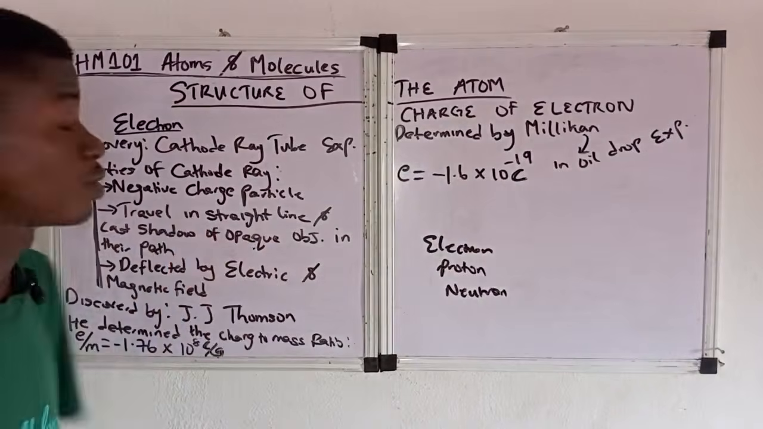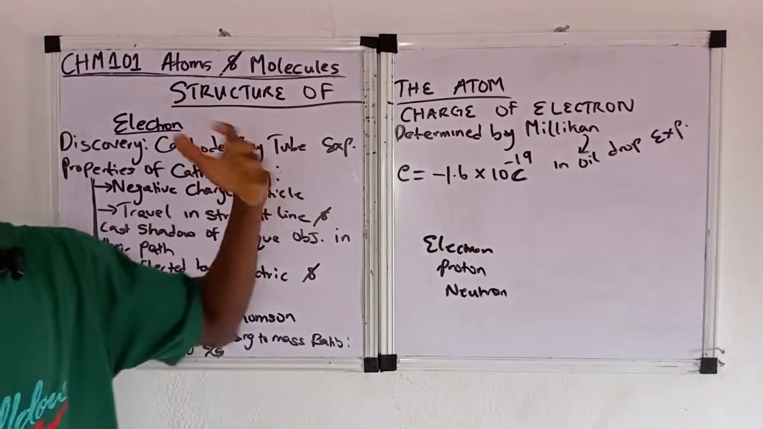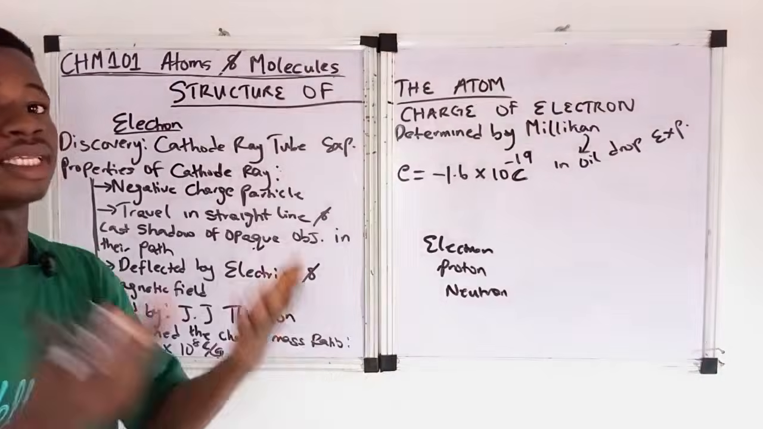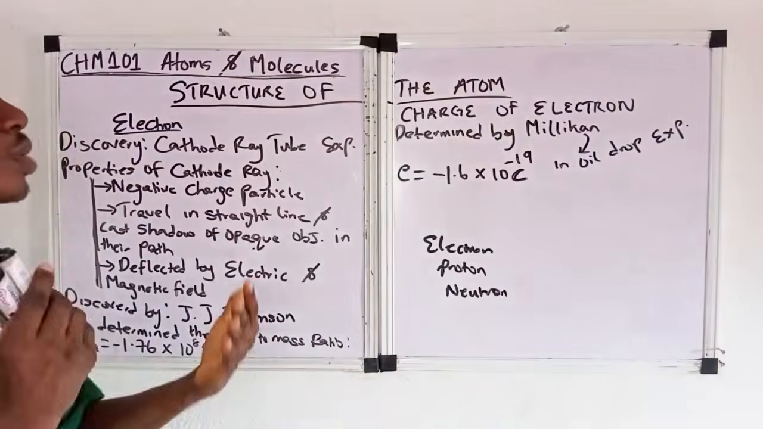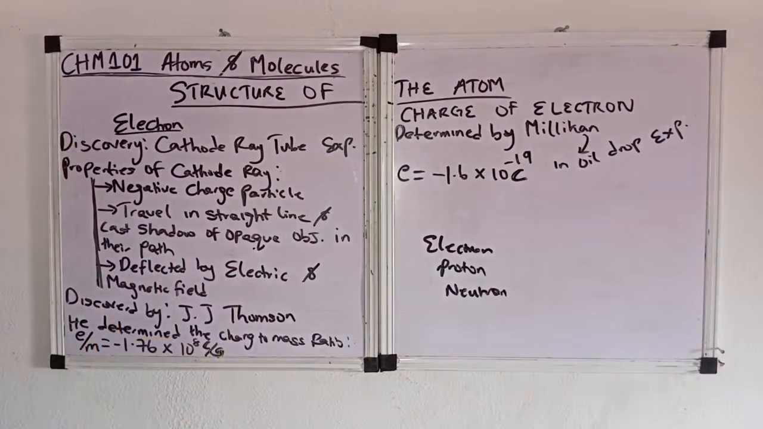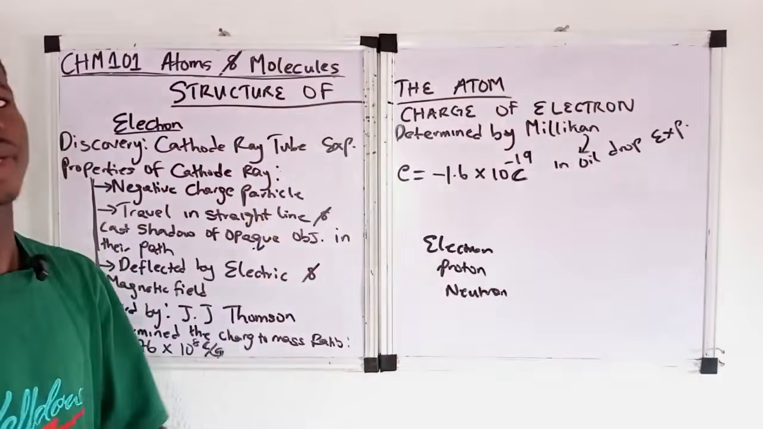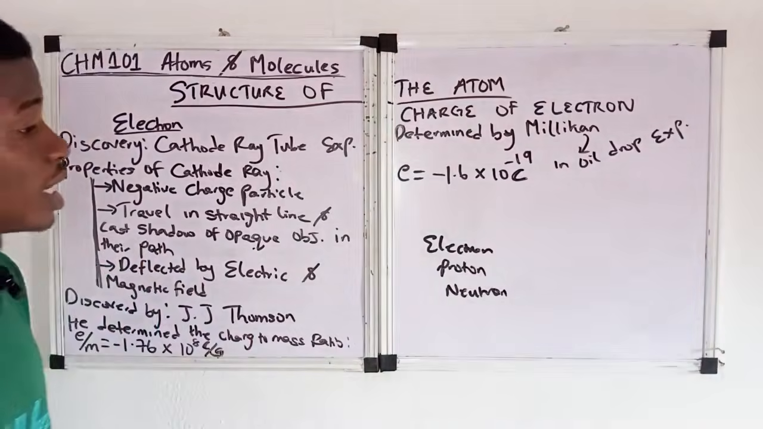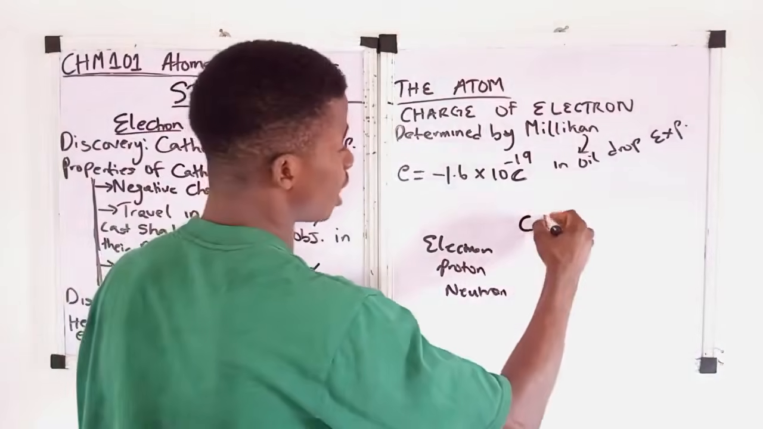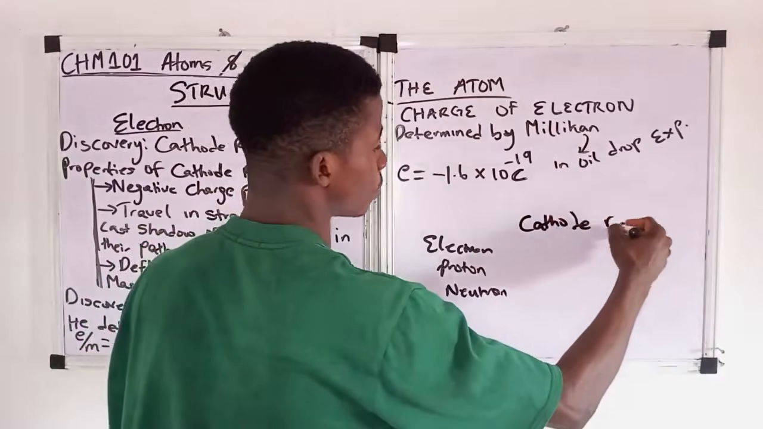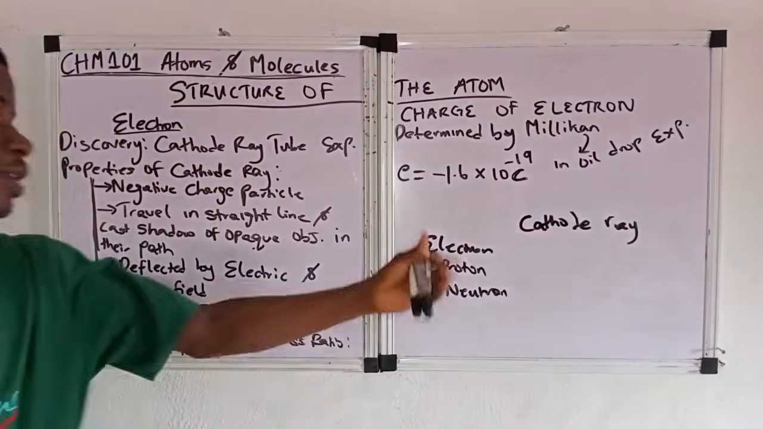The electron was discovered from what? From the cathode ray tube experiment. This experiment was conducted by J.J. Thomson. During that discovery, the electron was first called cathode ray.